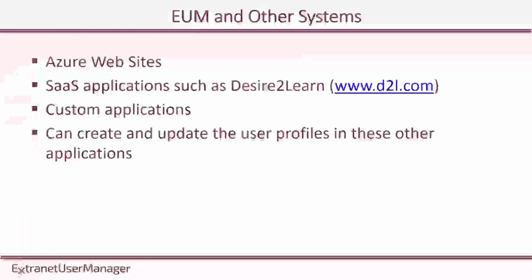You could have your own custom applications. Quite a number of our clients have built their own custom apps and then integrated our identity provider into that. And we can even create and update those user profiles in those other systems. Like in the Desire to Learn case, it's not enough just to log into D2L. You actually need to create a user account. So as part of our self-registration and onboarding and approval process, it creates those profiles in D2L as an example.